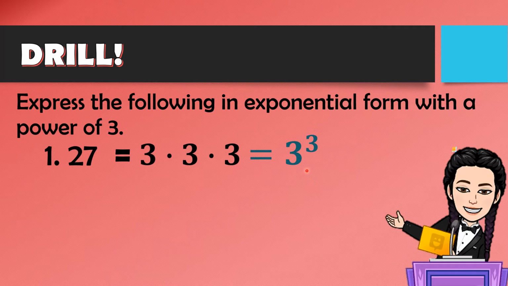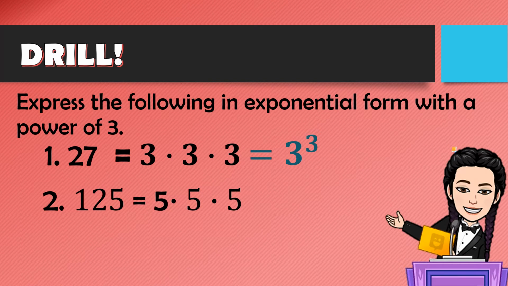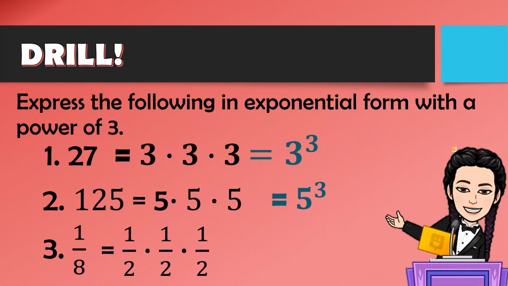Okay, handa na ba kayo na sagutan ang mga sumusunod? So, express the following in exponential form with a power of 3. Number 2, 125. Very good. 125 is equal to 5 times 5 times 5, which is equal to 5 cubed. Next, 1/8. Very good. 1/8 is equal to 1/2 times 1/2 times 1/2, which is equal to 1/2 cubed.